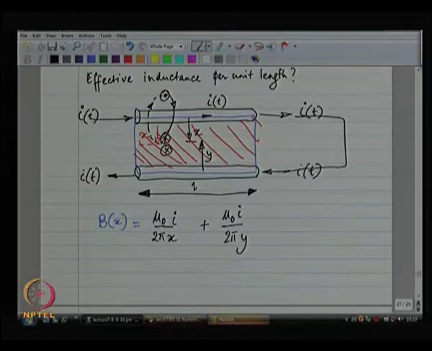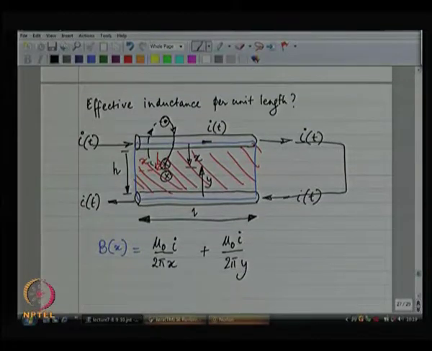Okay. And let us say the bottom wire is at a distance h from the top wire. So, the gap between the bottom and the top wire is h meters. Okay. So, the flux is going to be the magnetic field integrated over the entire area.